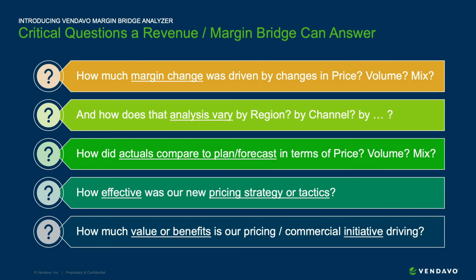A good revenue or margin bridge can answer a whole set of really critical questions like how much margin change was driven by changes in price, volume, or mix? And how does that analysis vary by region, by channel, etc.? How did actuals compare to the plan or forecast in terms of price, volume, and mix? How effective was our new pricing strategy or tactics? And how much value or benefits is our pricing or commercial initiative driving? Those last two are, as a pricing person at heart, really cool.